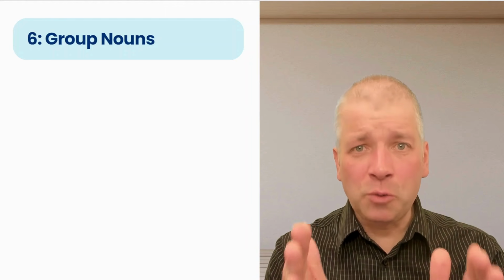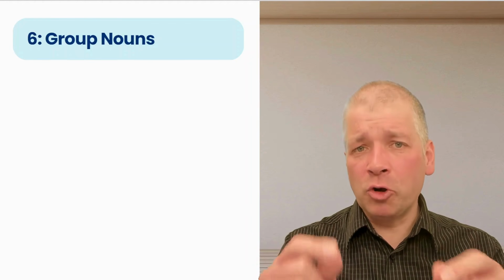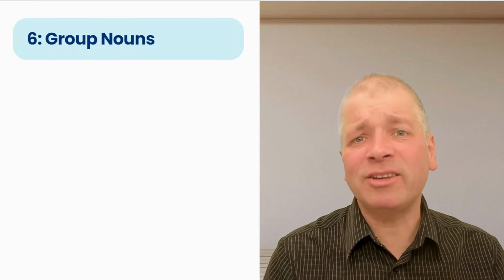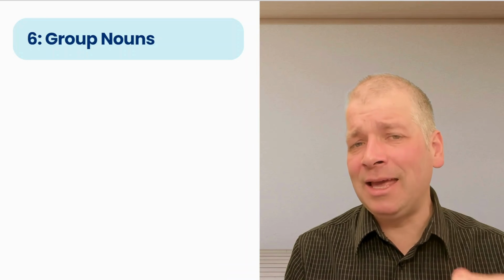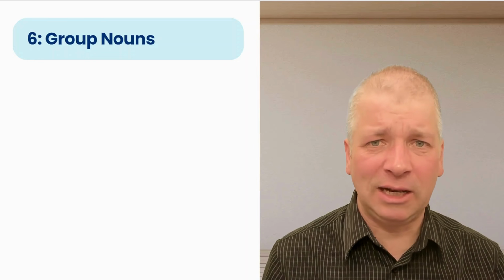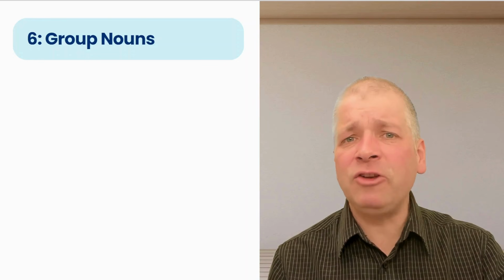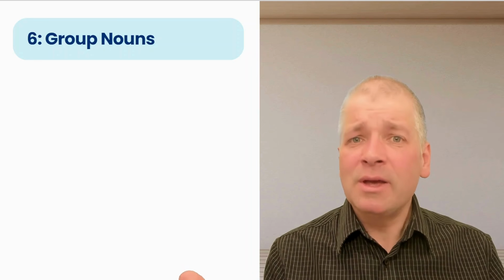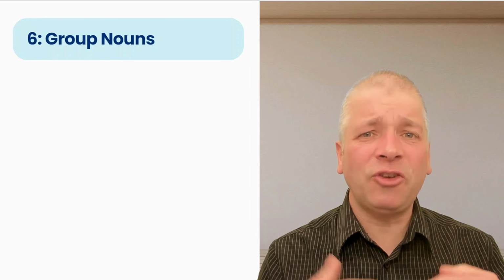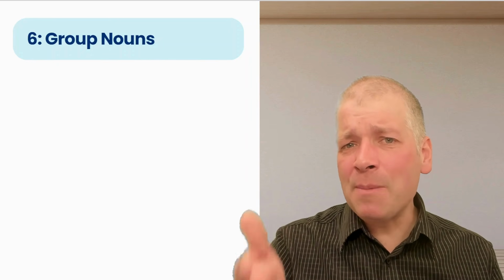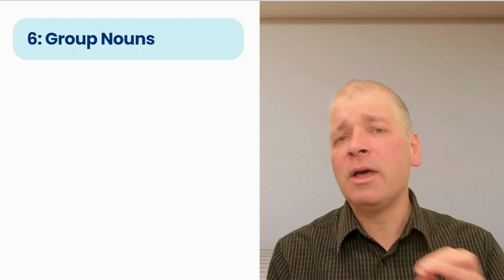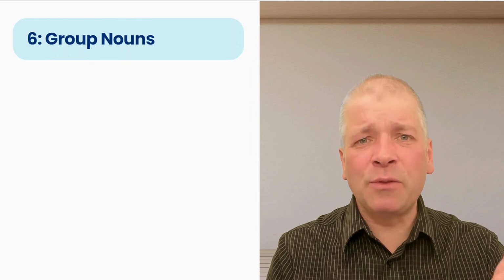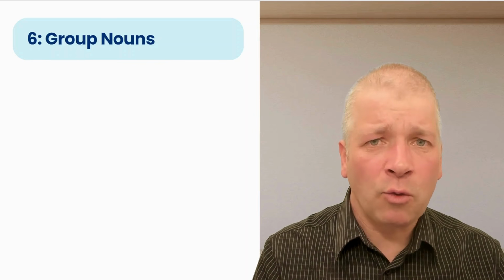6 is group nouns. Group nouns are words which describe a whole range of related nouns. And to speak in good, advanced, complex English, you need to know a range of group nouns that can describe other nouns in a kind of a synonym type way. Because if you're able to replace words in different ways but keep the same meaning, then you increase the level of what you're saying or writing.